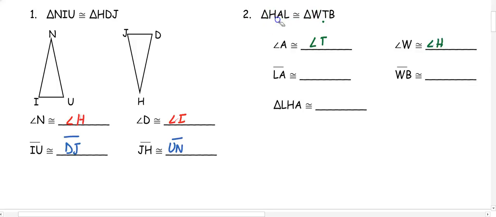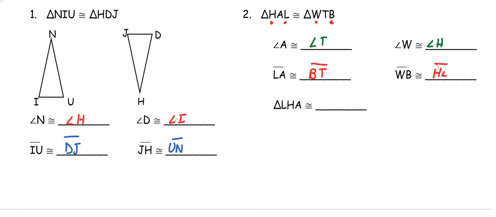When I look at my sides, I have LA, which is the third and second letter. And that's going to match up with the third and second letter again, so BT. And our last side, we have WB, which matches up with HL.